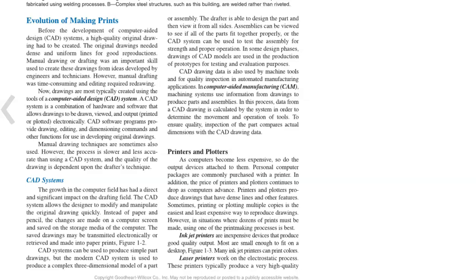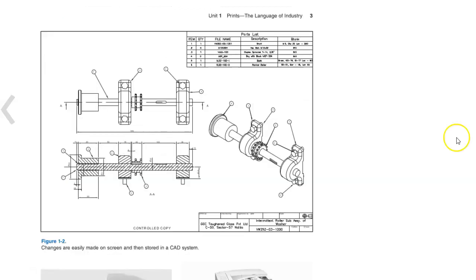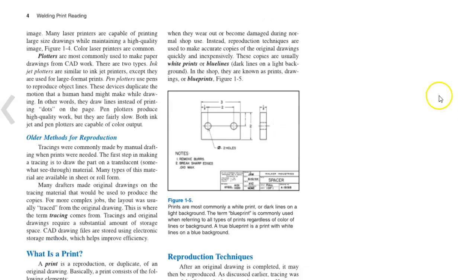Inkjet printers are inexpensive devices that produce good quality output. Most are small enough to fit on a desktop. Many inkjet printers can print colors. Laser printers work on the electrostatic process. These printers typically produce a very high quality image. Many laser printers are capable of printing large size drawings while maintaining a high quality image. Color laser printers are common.